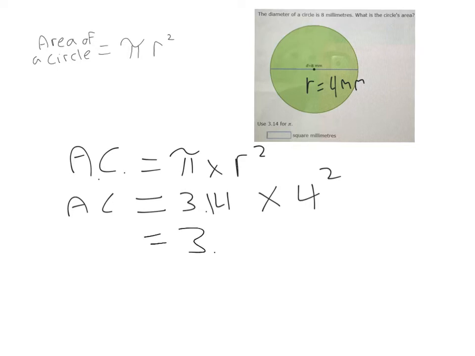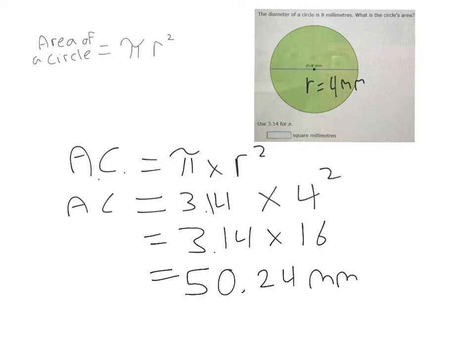So now we just have 3.14 times 16, which I'm going to go ahead and do in my calculator. I'm thinking about it. 3 times 15 I know is about 45, so it should be somewhere 45, 50-ish. Let's see. So I just typed it into my calculator, 3.14 times 16, and my answer, as I estimated, was 50.24 millimeters squared.